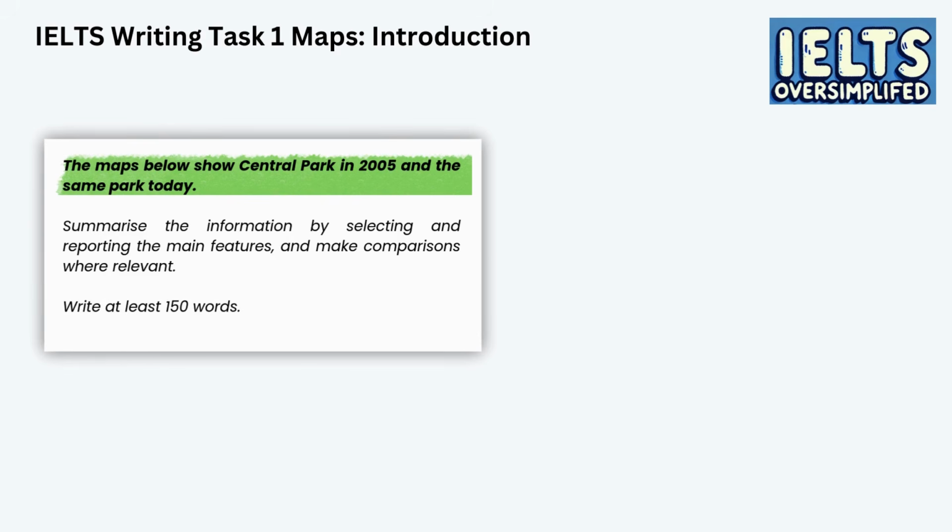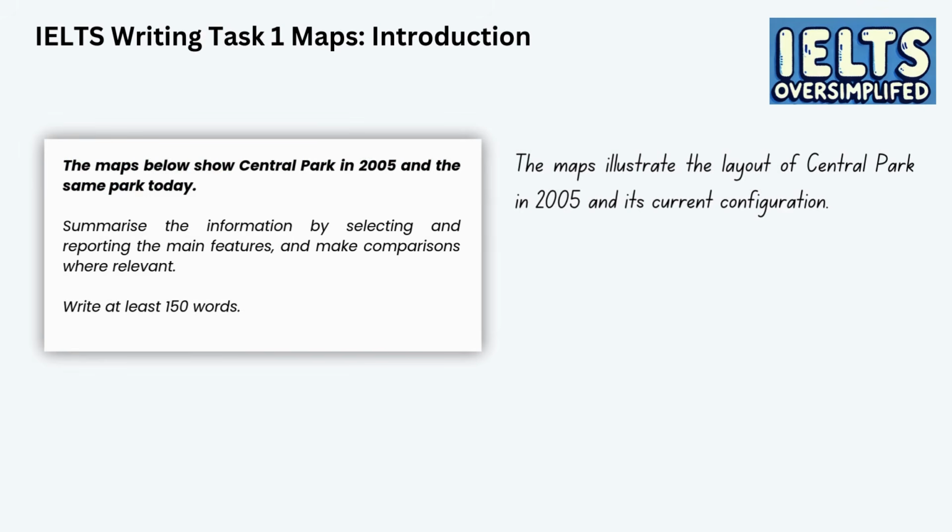Here is how I wrote it. The maps illustrate the layout of Central Park in 2005 and its current configuration. Let me explain what I did. First, I kept the word maps, because maps are maps. It's not a line graph, it's not a bar chart, it's not a table. So there's no sense in paraphrasing the word maps.